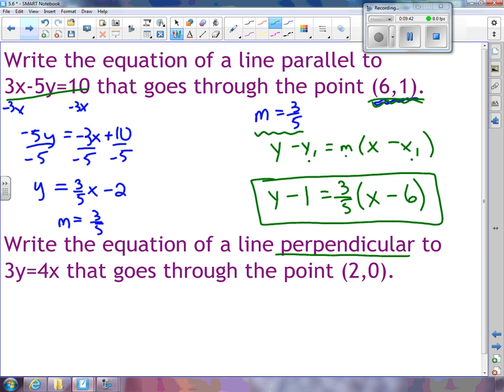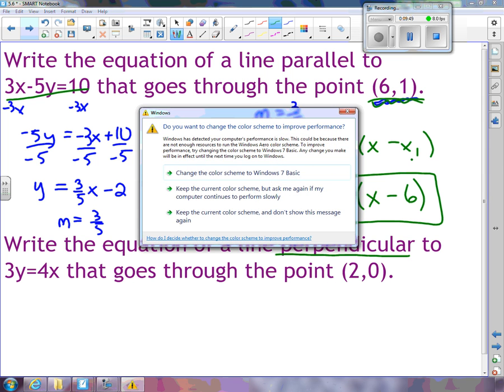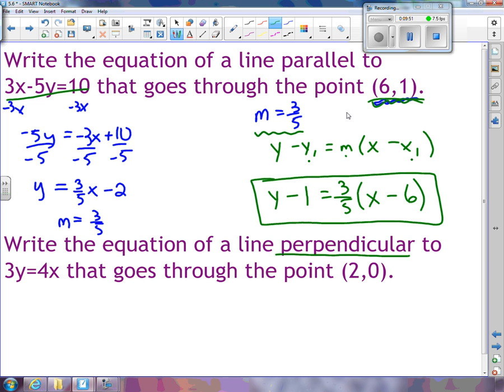So here, my equation is 3y equals 4x. Now I just want to figure out what the slope of this line that they gave you was. This way I could figure out the slope of a line that's perpendicular to it. So I just have to solve this equation for y. In order to do that, I'm just going to divide both sides by 3. And I get y equals 4/3 x.